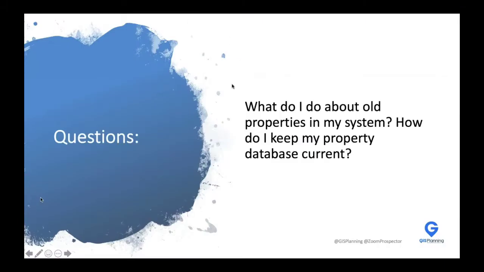Okay. What do I do about old properties in my system? How do I keep my property database current? I know we spoke about that a little bit before, but I think it just bears repeating. How do we keep this inventory of properties fresh? Well, I can say what we have. We have an automatic system.